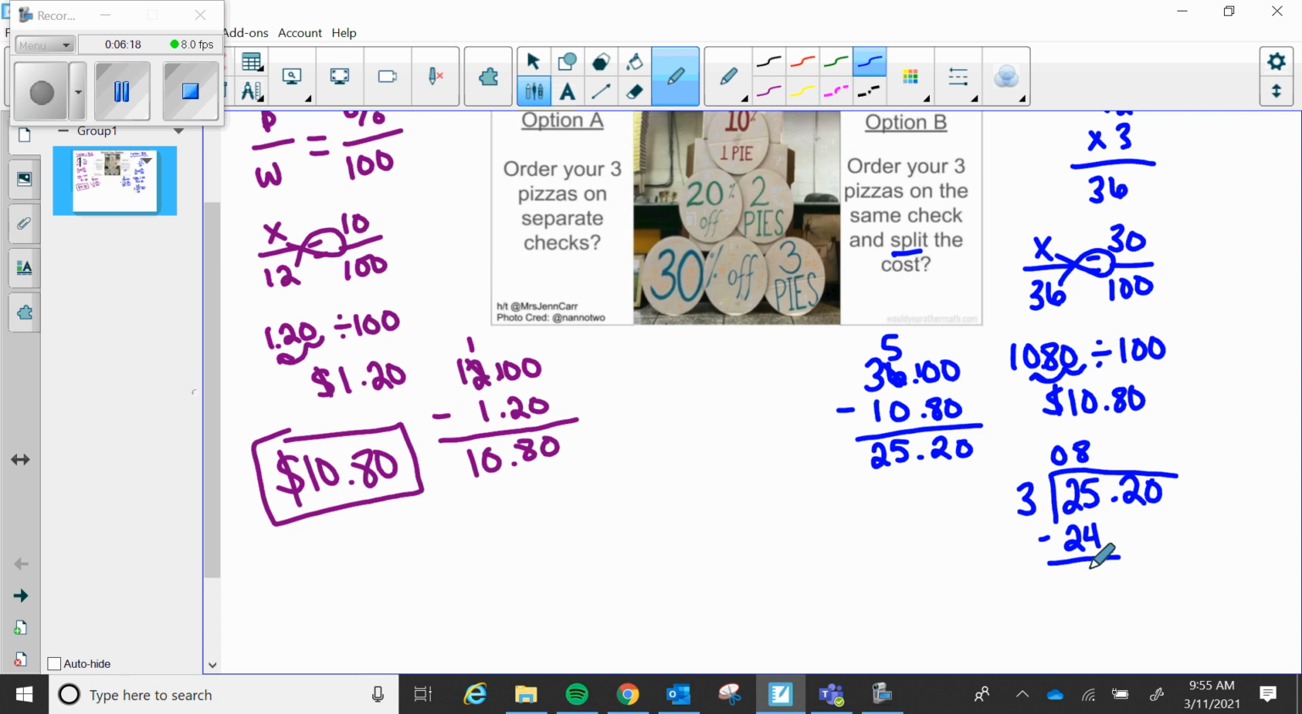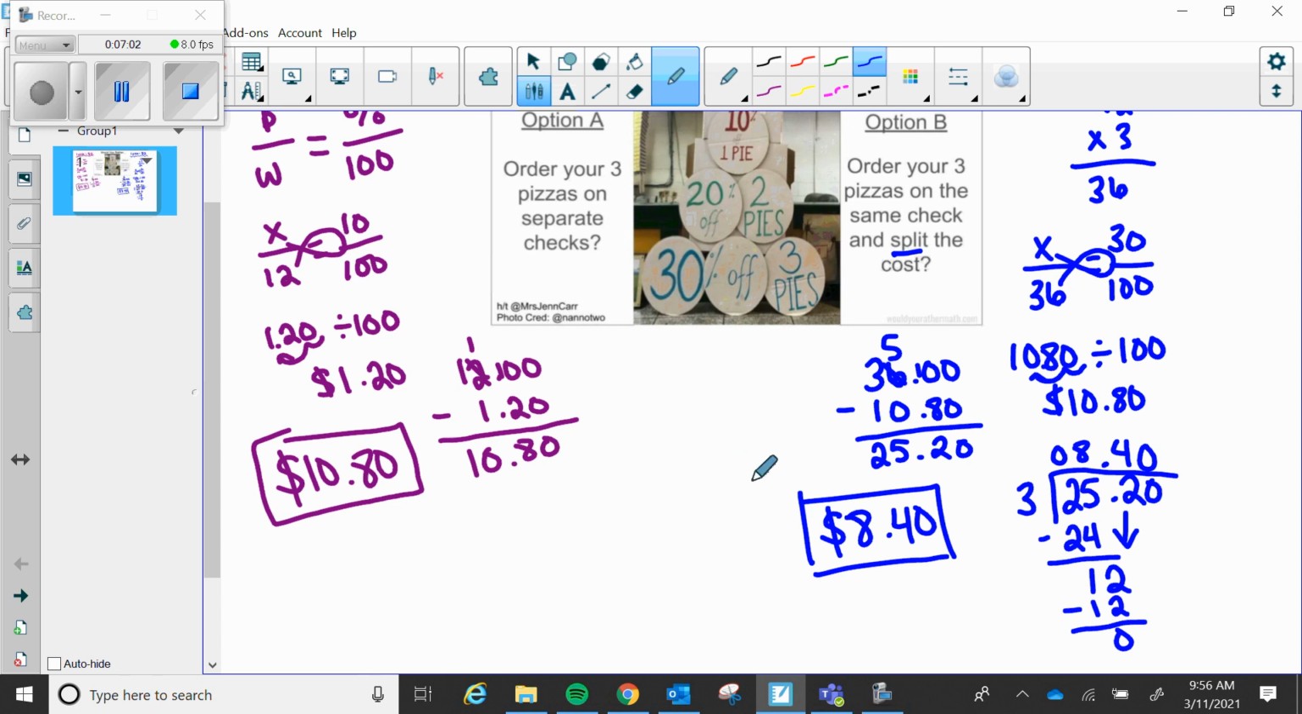So I'll subtract. I'm left with 1. I've got a decimal, so I need to bring that up. 3 cannot go into 1, so I'm going to bring down that 2. 3 can go into 12 4 times. 4 times 3 is 12, and I'm left with 0. But I still have a 0 right here, so it's just going to go straight up. Now, I have found out that each person would only have to pay $8.40 for their pizza, if we put it all on the same check and split it.